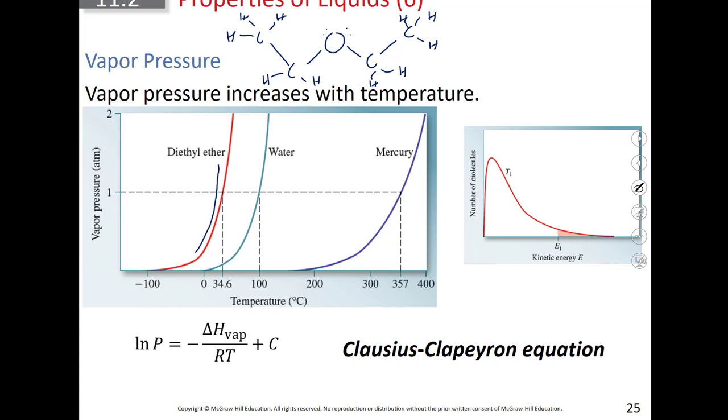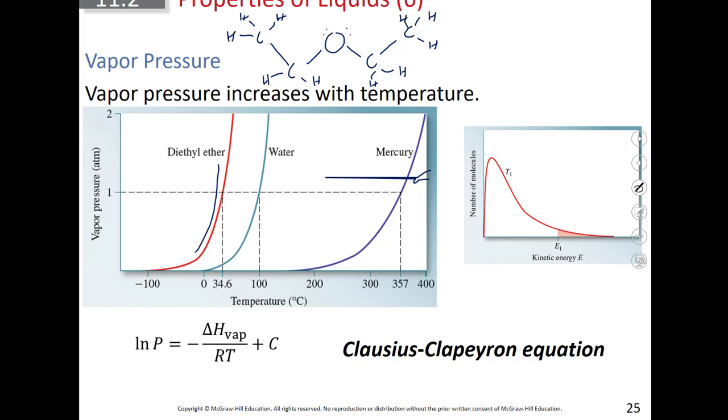So in this case, the stronger the intermolecular forces, the higher the temperature we're going to need in order to have that vapor pressure increase. And then here we have mercury. Now, mercury, we didn't really talk about that because it's a metal. It doesn't have one of the intermolecular interactions because it's not a molecule, but it does have metallic bonds, so it's being held together by metallic bonds.